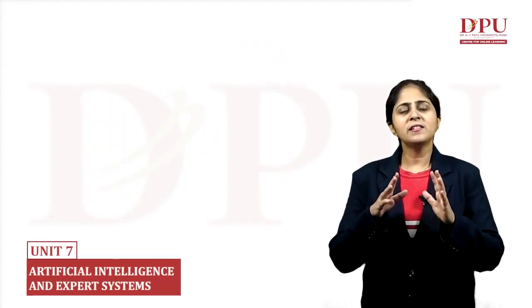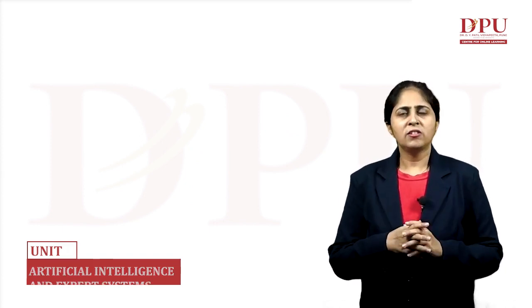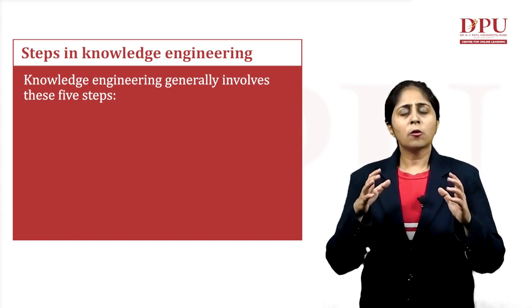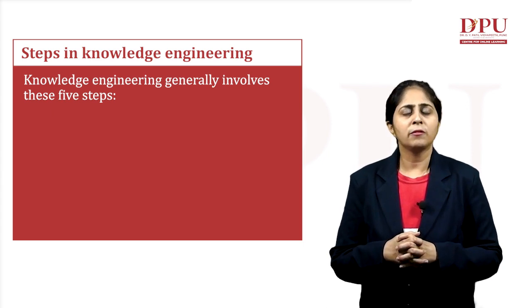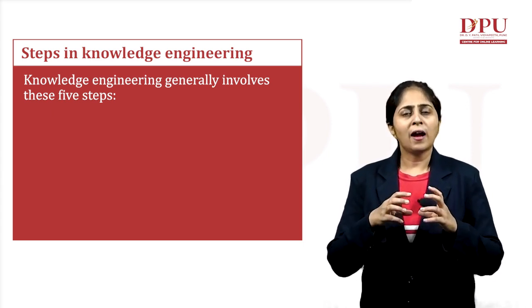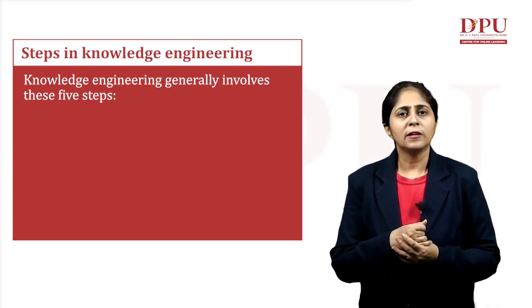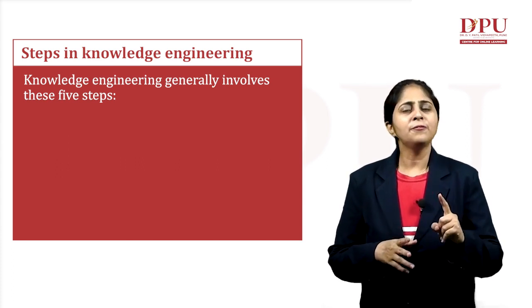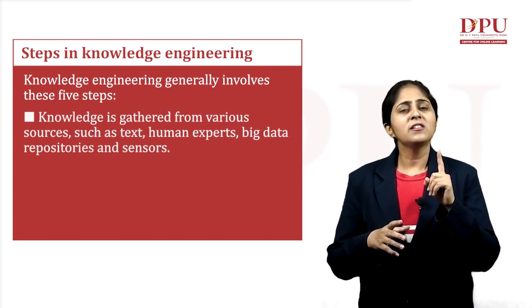Now, talking about the steps in knowledge engineering. Knowledge engineering generally involves five basic steps. When we are talking about knowledge engineering, what is the first and foremost thing that we want? If you want to draw conclusions related to any particular field, we want to gather the knowledge about it. So the very first step in this field of knowledge engineering is knowledge gathering.